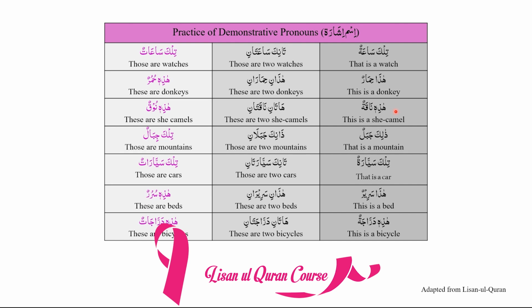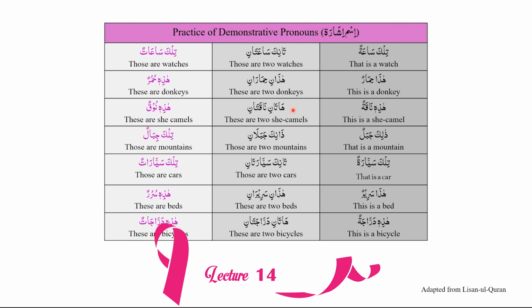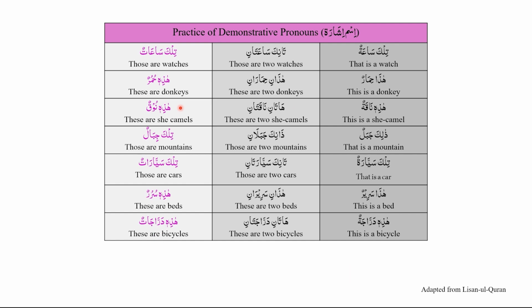Hazihi naqatun, this is a she camel. Hatani naqatani, these are two she camels. Hazihi nuqun, these are she camels. Zalika jabalun, that is a mountain. Zanika jabalani, those are two mountains. Tilka jibalun, those are mountains.